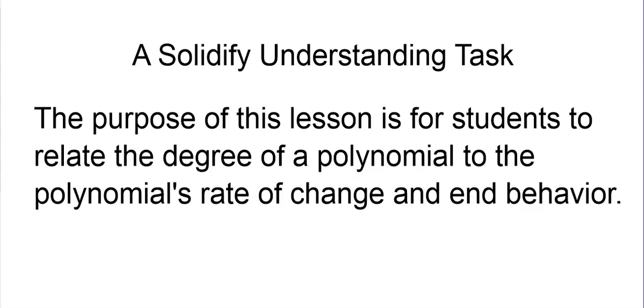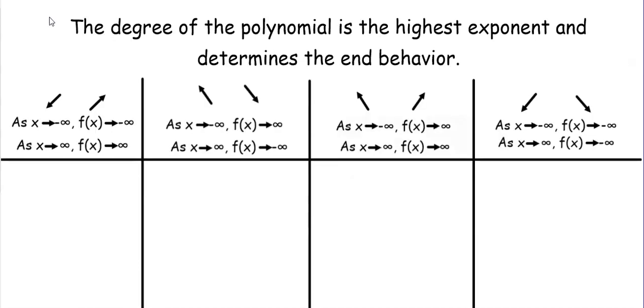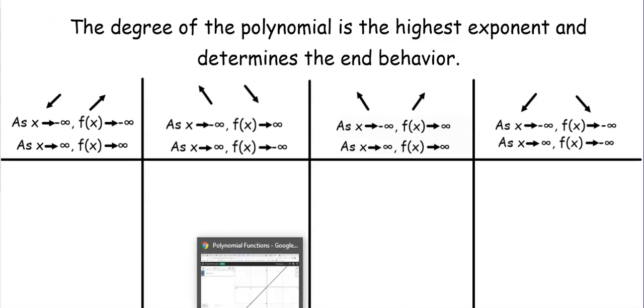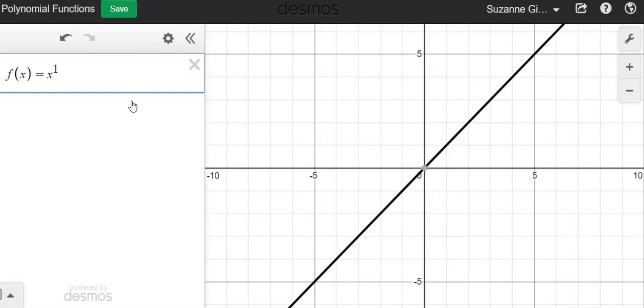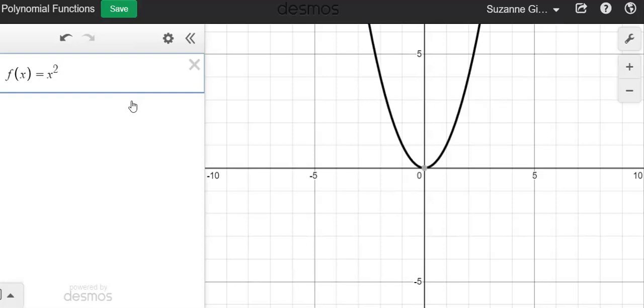change and end behavior. So there are several main points that this task makes. One of them is that the degree of the polynomial is the highest exponent and determines the end behavior. So let's take a look at a few functions. So here's a linear function, so the degree is 1. So I'm just going to change the degree, and we can take a look at the end behavior.